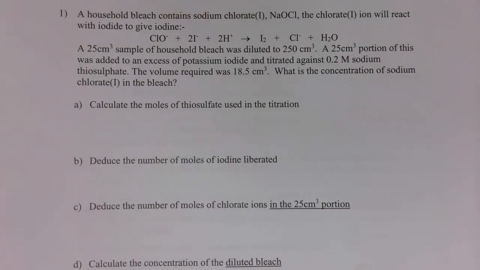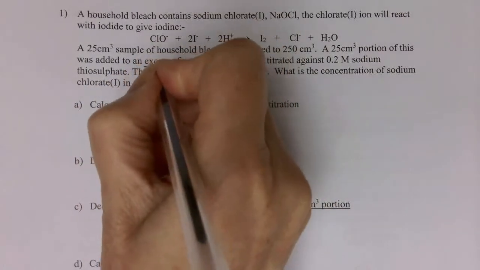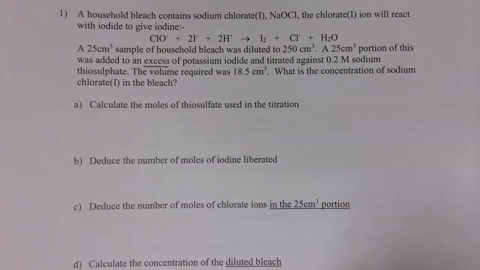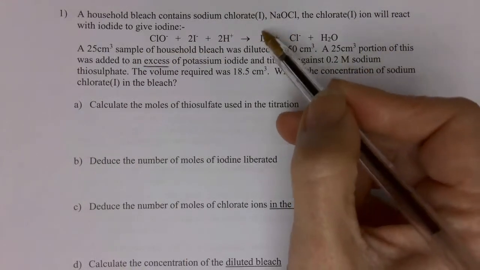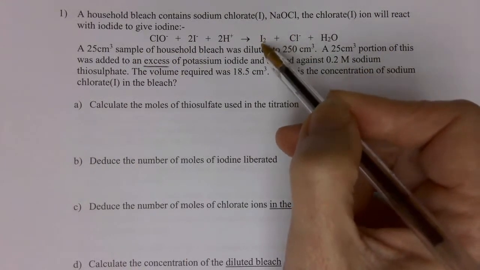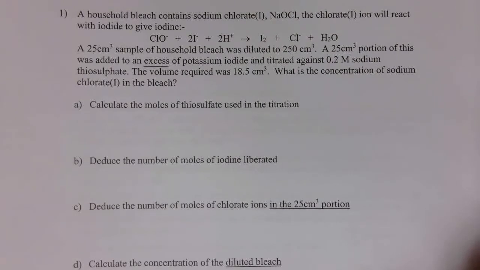So in our first example, we've broken it down into steps for you. Now in the exam, you wouldn't normally have all of these steps. You would normally be expected to work this out without the scaffolding. But for the first example, we're going to go through this with the scaffolding. So I've got some household bleach which contains sodium chlorate, to which I've added excess, remember it's in excess, potassium iodide, and that's produced some iodine, and we've taken that iodine and titrated it against our thiosulfate.